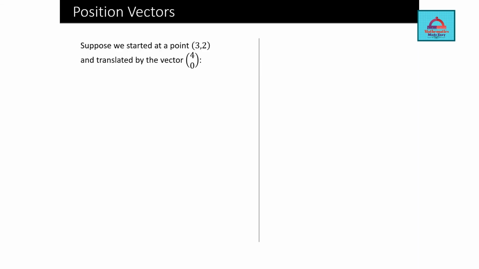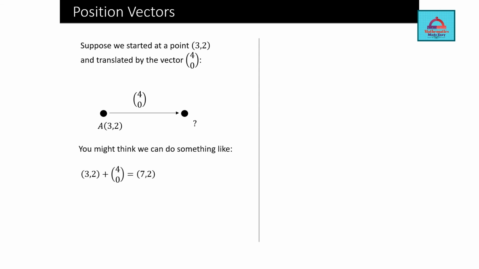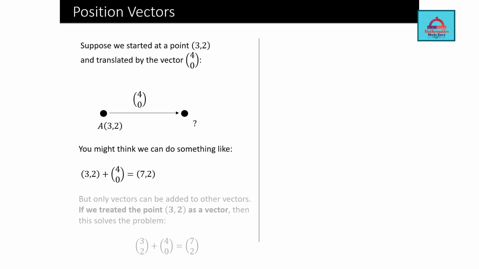Okay, let's now look into position vectors. Suppose we start at a point (3, 2) and we translate. Translate means we move by the vector (4, 0). Then what are the new coordinates? Now see, 4 is the x component, 0 is the y component. So only the x component is going to change. So 3 plus 4 would give you 7, and the y component would be the same.